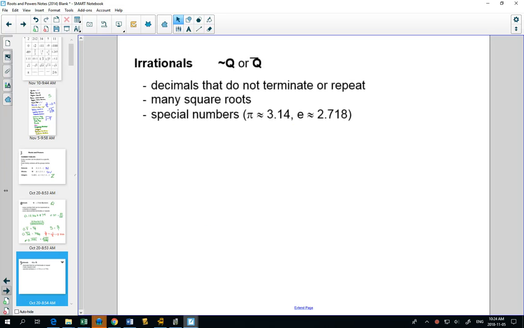The next set of numbers are all the numbers that you can't write as fractions. Sometimes, like this is probably the most common way, with a bar over top. Sometimes you'll see it with a squiggle in front. Sometimes you'll see it with a dash afterwards. It basically means not a rational number. Irrational numbers are all numbers that cannot be written as fractions.